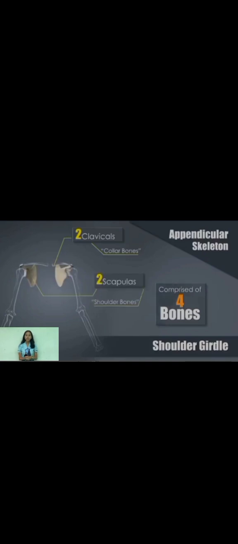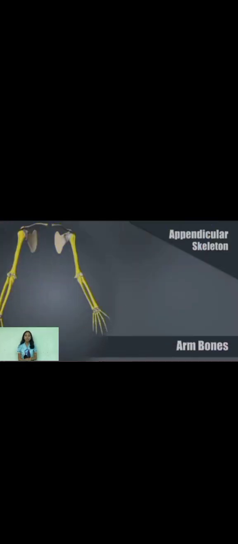The second major section of the skeletal system is called the appendicular skeleton. This section forms the extremities of the body, which are the shoulder girdle, arm bones, pelvic girdle, and leg bones. The shoulder girdle is comprised of 4 bones. It's made up of 2 clavicles, known as the collarbone, and 2 scapulas, known as the shoulder bones. Together, these bones form the shoulder girdle to which the arm bones attach.